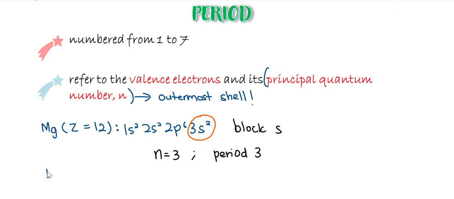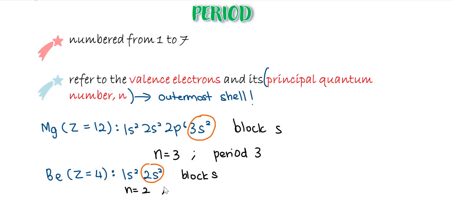How about beryllium? The proton number of beryllium is 4. The electronic configuration is 1s2, 2s2, for 4 electrons. Since the last electron is filled in the 2s subshell, we know that beryllium is in block s, same with magnesium. But the outermost shell for beryllium is n equals 2, so beryllium is in period 2.